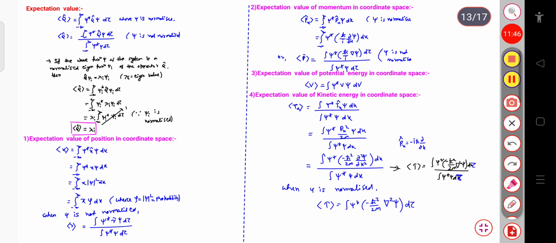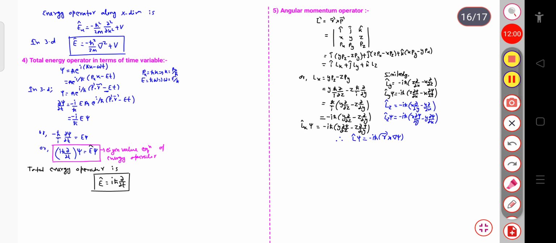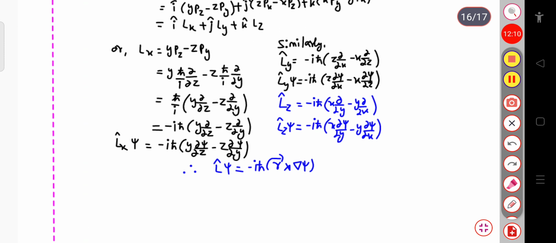And similarly, you can calculate the expectation value of the angular momentum operator also. For any operator, you can now calculate the expectation value. Simply you have to check first whether the function is normalized or not, and after that you can calculate. In the previous lecture we have already discussed the angular momentum operator, that is the Lx cap operator, Ly operator, and also the Lz cap operator, or simply the L cap operator. From this expression also you can calculate the expectation value of this angular momentum operator.